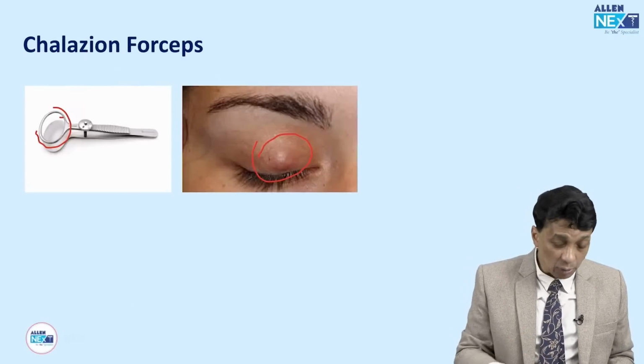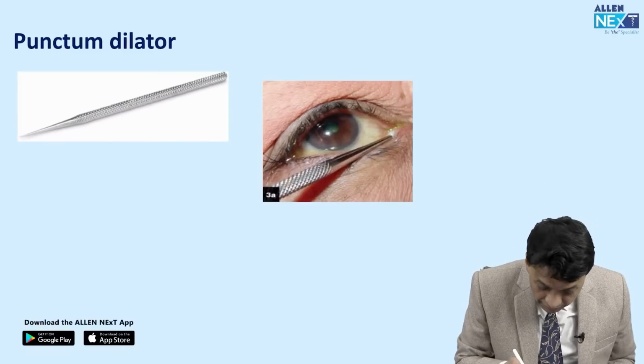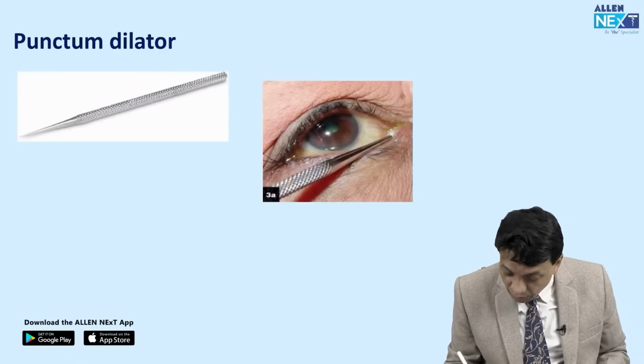Do not confuse with chalazion forceps. The next thing is a punctum dilator. Look at this sharp thing. It's a pointed thing, and we put it into the punctum.